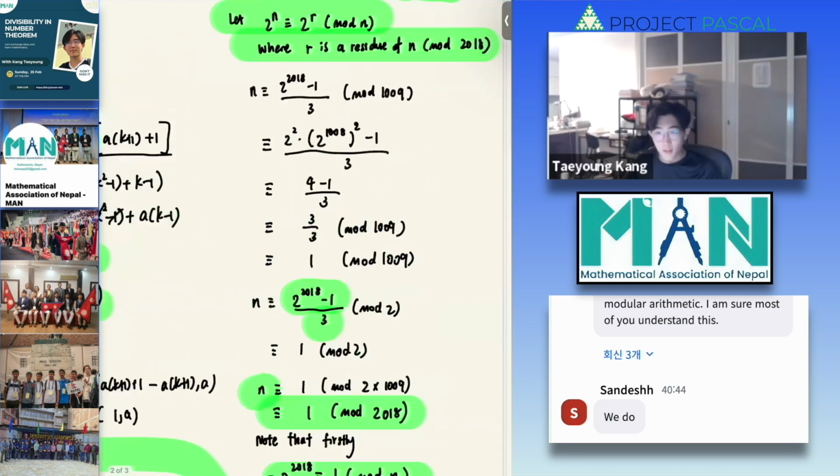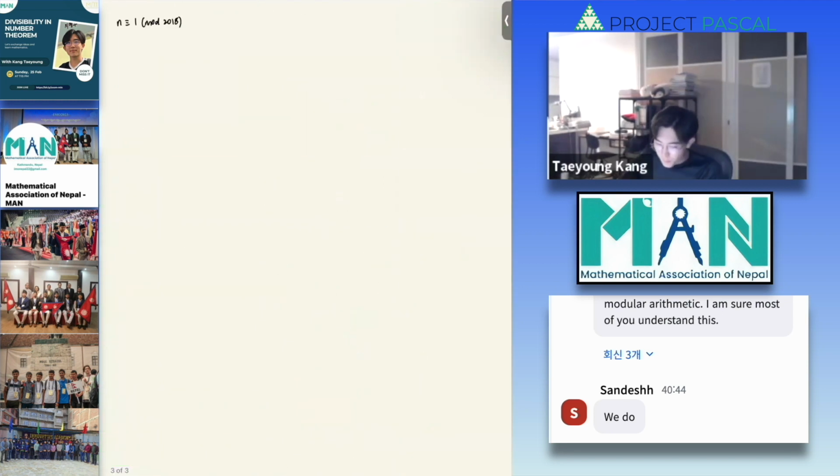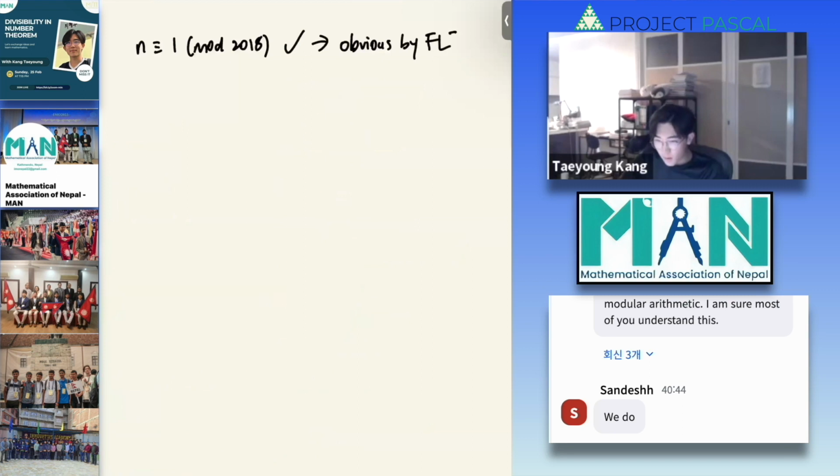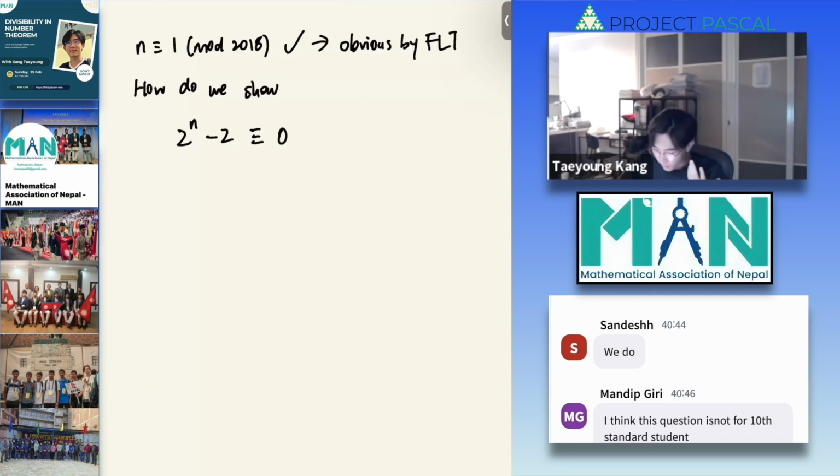Like this part and this part, correct? So we've established this fact. This fact is true, obvious by FLT. So now the question is, how do we show 2 to the power of n minus 2 is congruent to 0 mod n, correct?